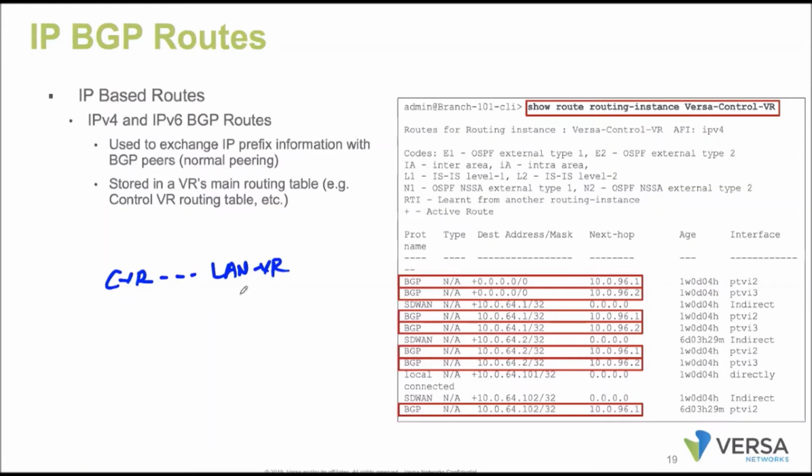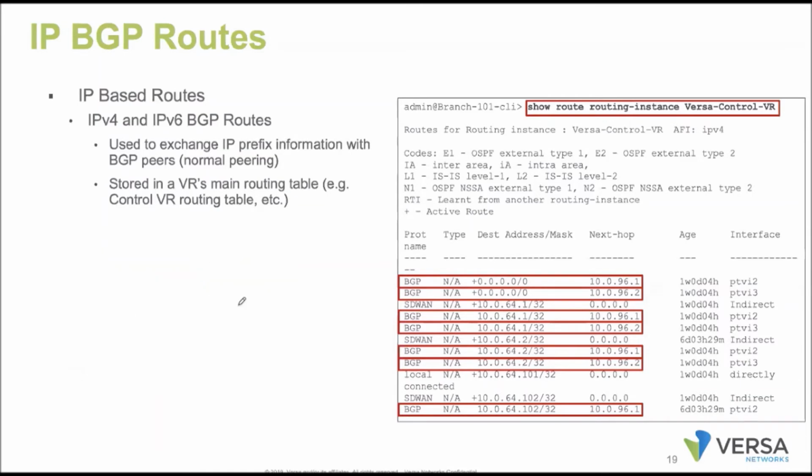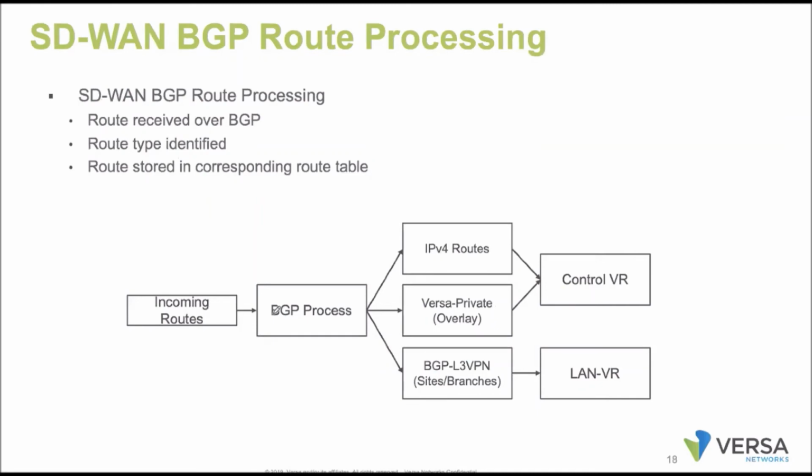No, LAN is not having the IPv4 route, right? What does LAN contain? The BGP is getting terminated on the control VR. What all the families do you have? INET VPN. If it is just a unicast route, it places the route in the control VR. If it is an INET VPN route, where is it going to place it? In the LAN VR. That is what this slide explains. If it is a VPN route, then only is the route placed into the LAN VR. If it is not a VPN route, you are never going to place it in the LAN VR, right?